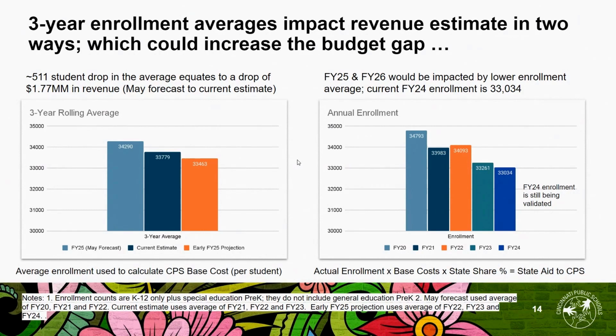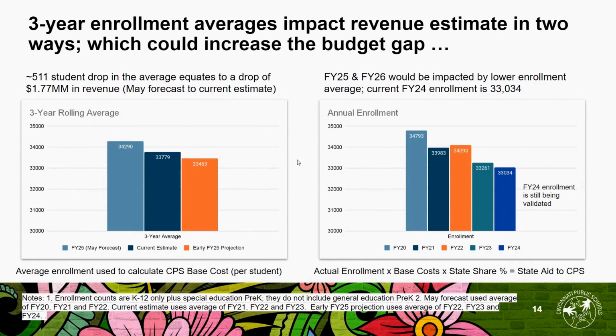The second thing to be aware of here is if the state determines, for example, that we would get $8,000 or $9,000 per student, they don't provide all of that to us. We only get about 42 cents on the dollar. So 42% of that $8,000 or $9,000, the rest we have to make up with local revenue. And let me pause here again and see, Mr. Gustin, if you want to add or clarify things to that.